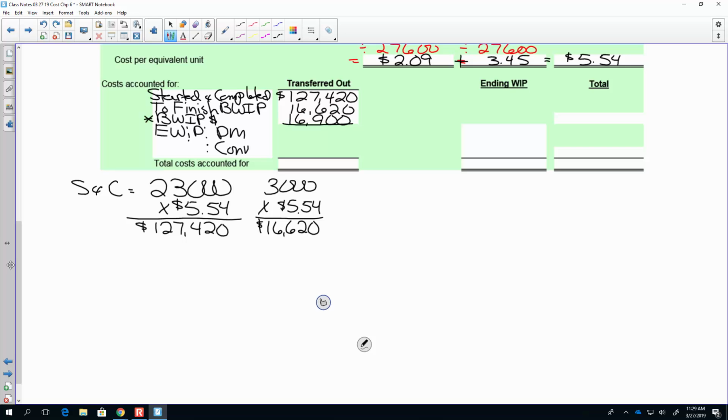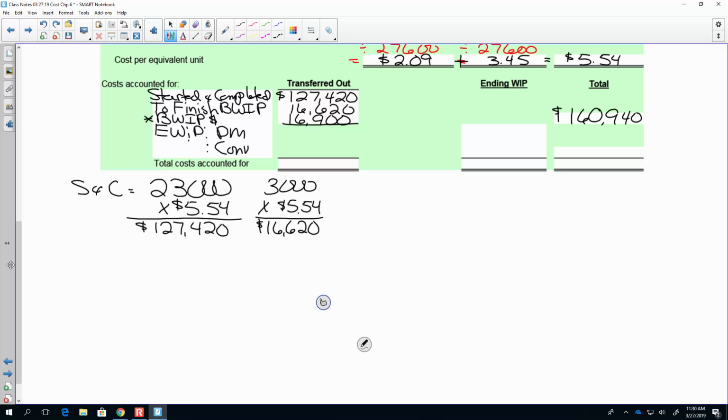The sum of those three then are the transferred out. So I'm adding those three up, the 127, the 16,6, the 16,9, come up with $160,940.